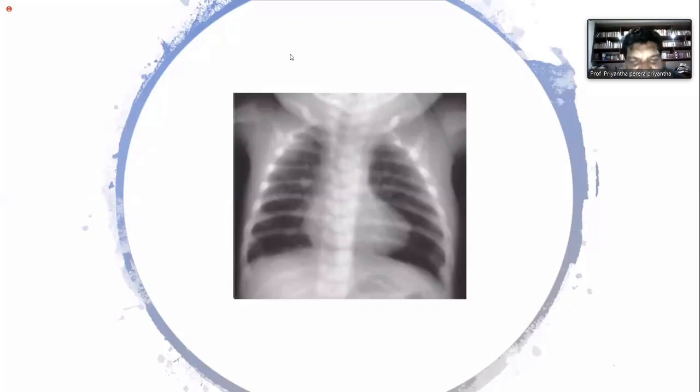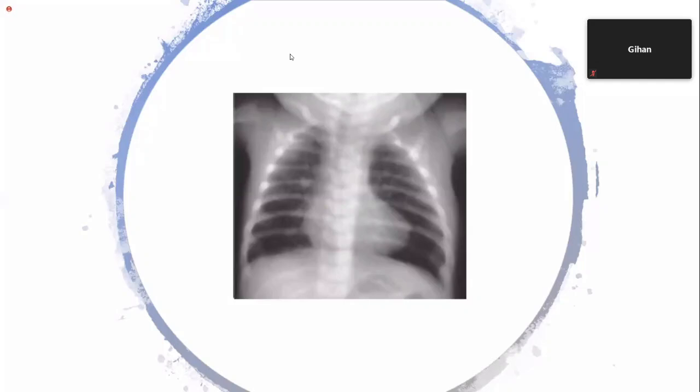This is again a neonate with respiratory distress and cyanosis. What is this? Is it tetralogy of Fallot? A 2-day-old neonate. It's not tetralogy of Fallot.